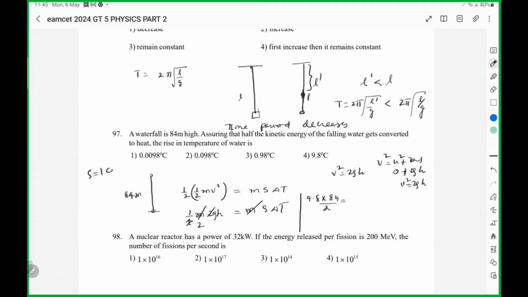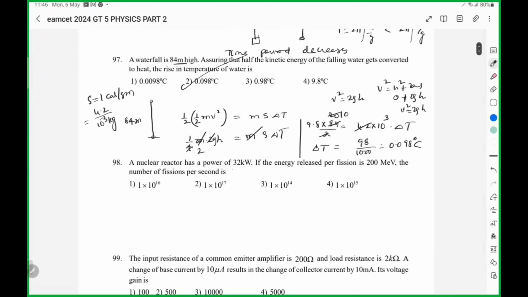So the specific heat of water is 1 calorie per gram. The remaining units are in meters. 1 calorie is 4.2 into 10 power minus 3 kg, so 4.2 into 10 cube kg, into delta T. So 4.2 times 10 cube times delta T, and delta T will be 98 by 1000, 0.098 degrees.